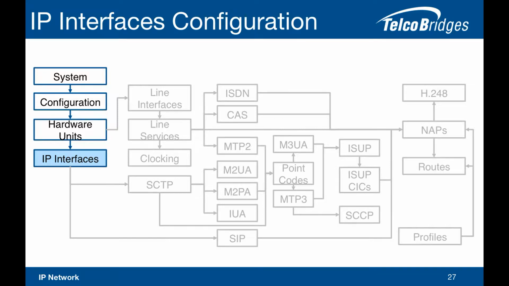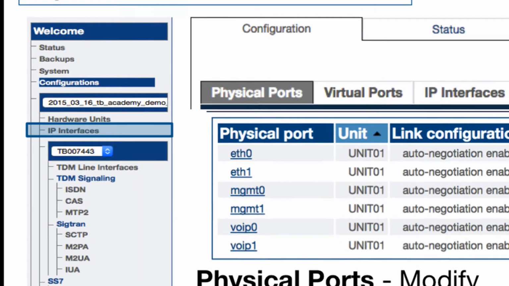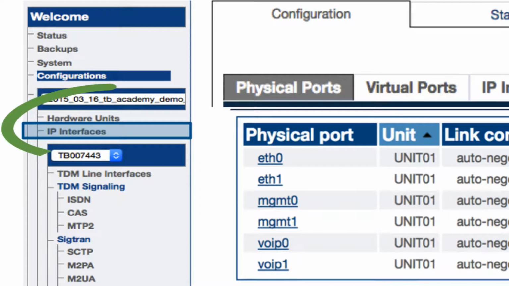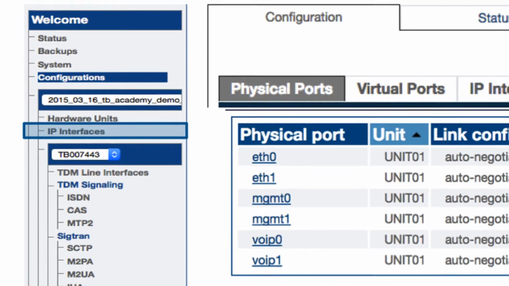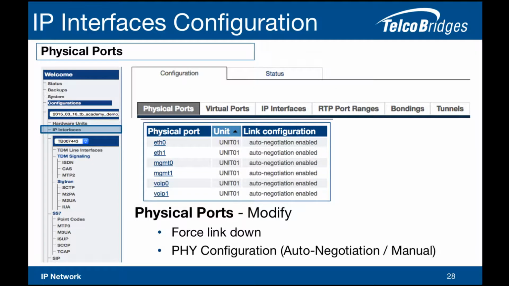and SIP. On the TMedia web portal, the IP configuration can be found in the left menu and is named IP Interfaces. When you click on this menu, the right panel shows 5 tabs named Physical Ports, Virtual Ports, IP Interfaces, RTP Port Ranges, Bonding, and Tunnels. The Physical Ports tab shows the list of all the Gigabit Ethernet ports on the unit.